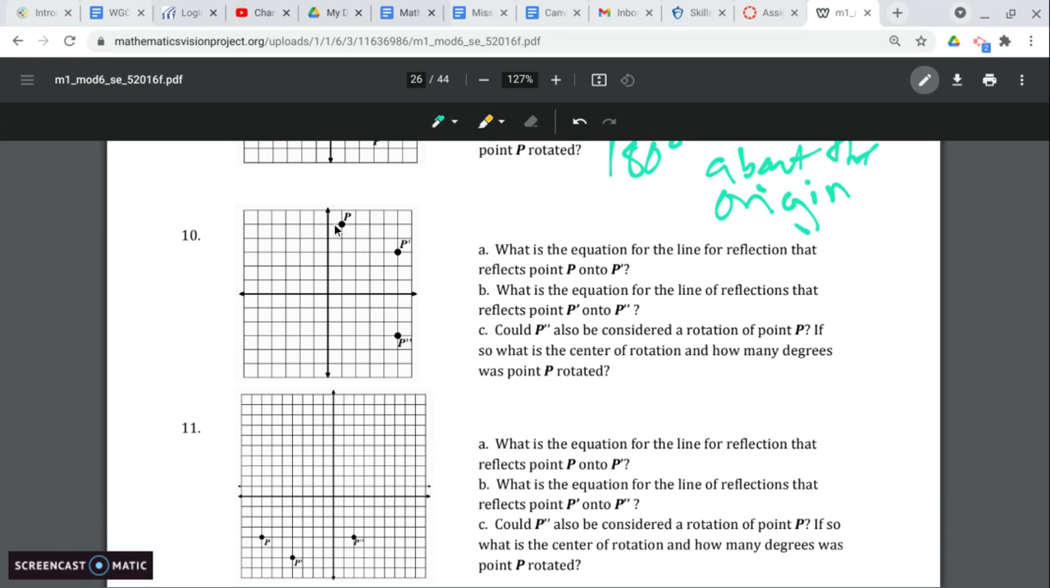So from P to P prime, well, here it's not going to be an axis. So we look at what's the slope. So down 1, 2 over 1, 2, 3, 4. So we're down 2 over 4. So we have a negative 1/2 slope between them. So the line of reflection will have a positive 2 slope starting from this point right here.